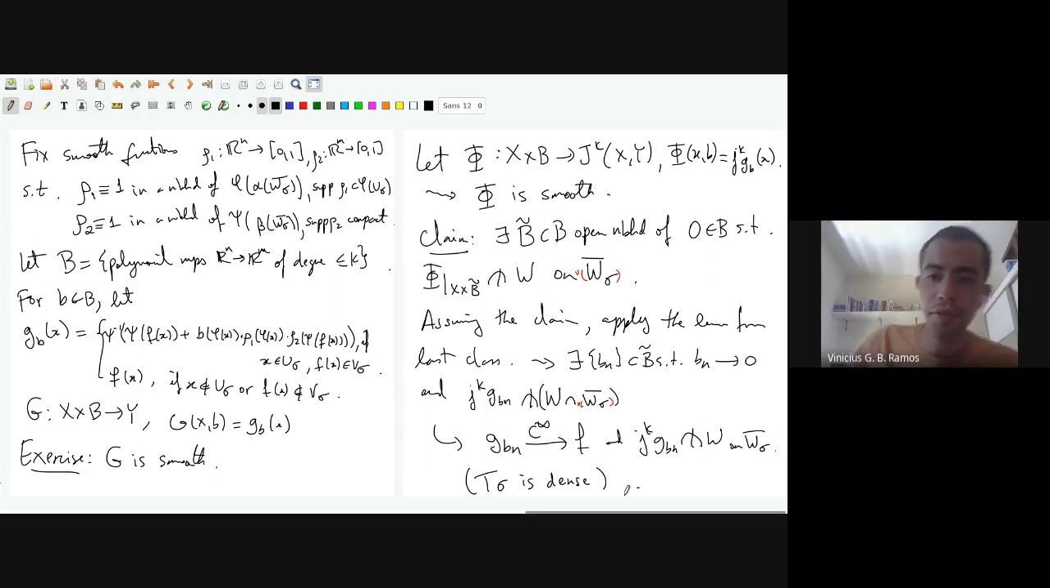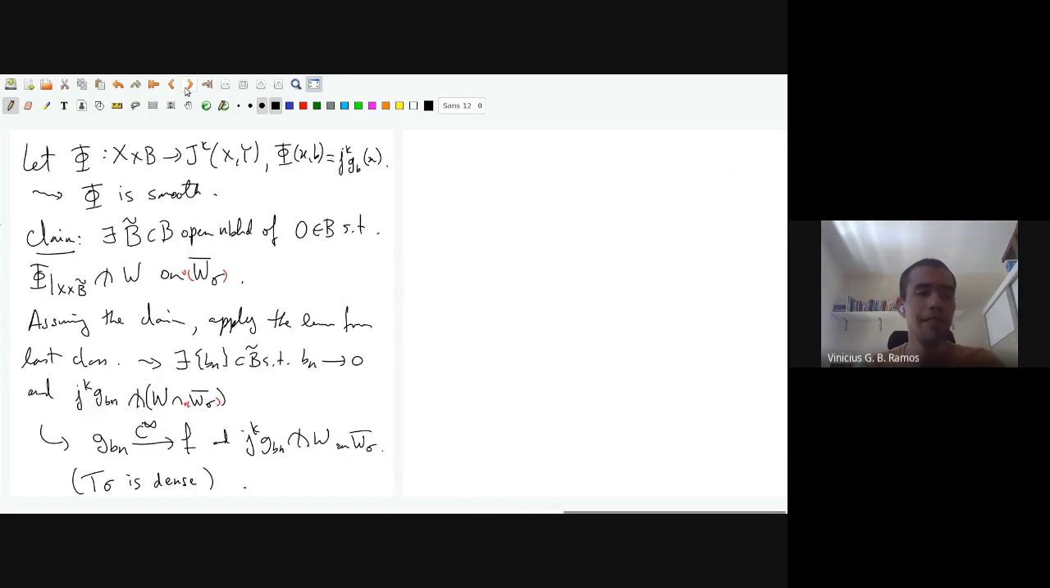Okay, so it remains to show this claim. So it remains to show that I can choose an open neighborhood of the 0 polynomial so that this map phi is transverse to W. And as I said, I'm going to show it's a local diffeomorphism. So now we have to prove this claim. Okay, any questions so far? No? Okay, so proof of the claim.